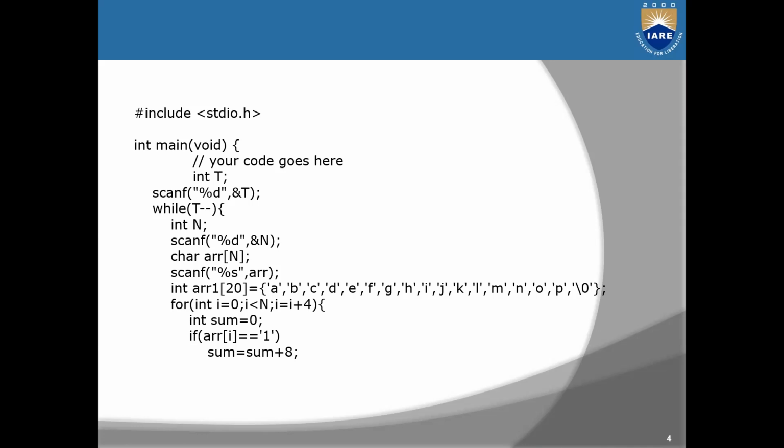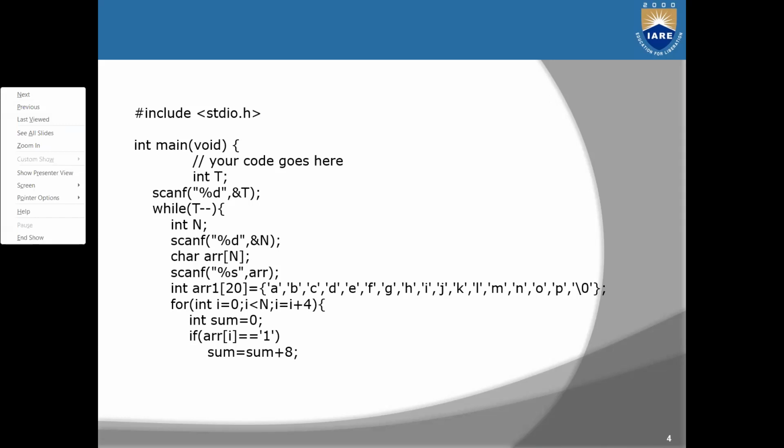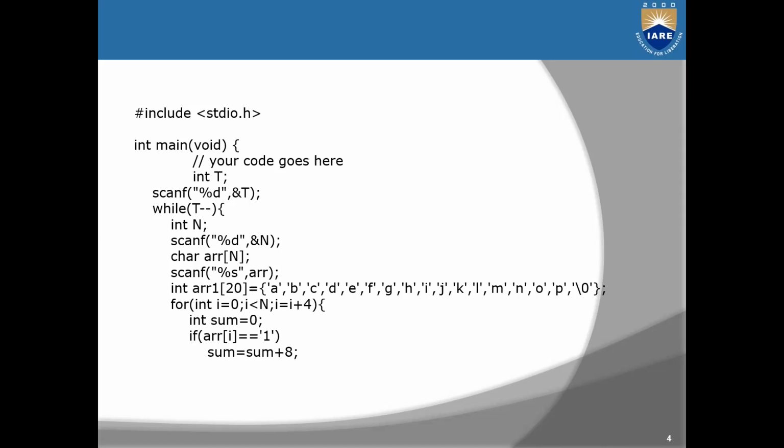Let's take a character array arr of size n, where arr means array. Then we make a scanf function with %s and arr. So we need to take an int array of size 20, which equals, within the curly brackets, we are writing A B C D E F G H I J K L M N O P.